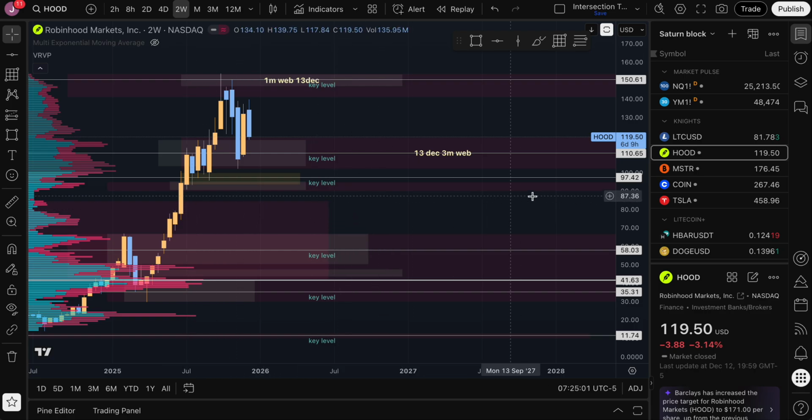Okay. 130 kind of looks good because it's right in the middle of this void. 125, it's right there. That's on a peak. When it comes over to the volume profile.